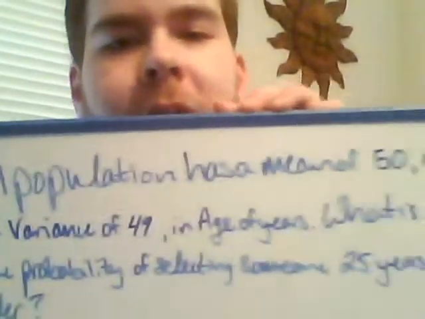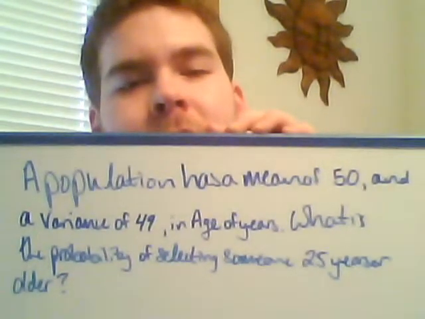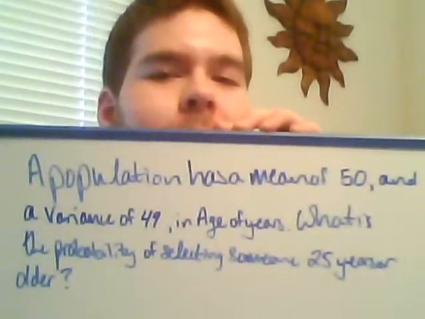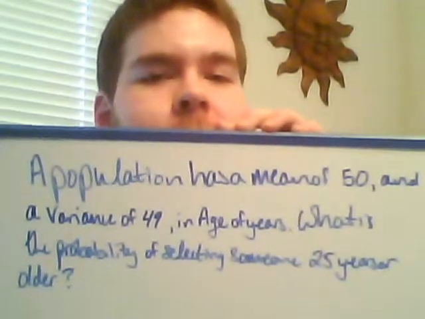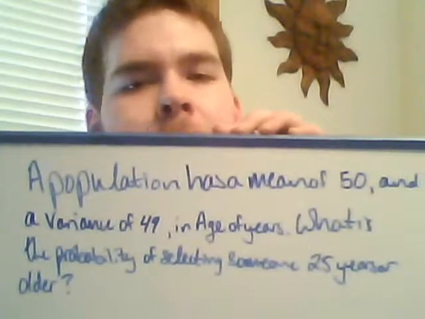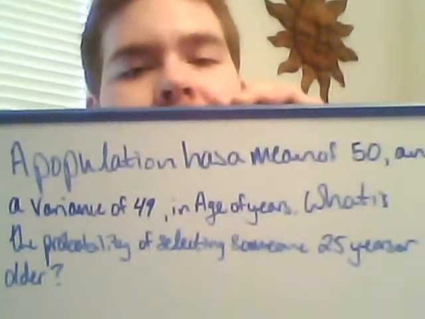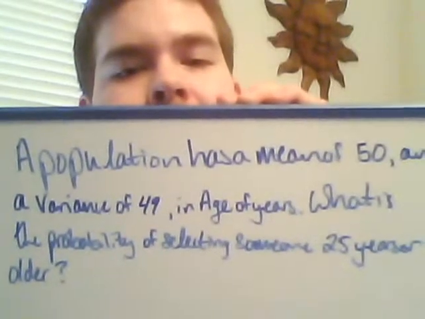Okay, so I thought maybe we just start off simple, try and learn how to use the table and everything. Here is a sample problem for you guys. We're given that a population has a mean of 50 and a variance of 49, and we're talking about ages of people in a population. So what would be the probability of us picking someone at random who is 25 years or older?